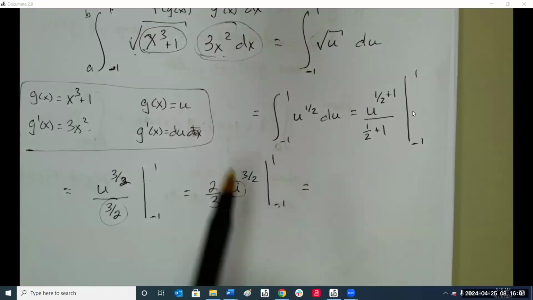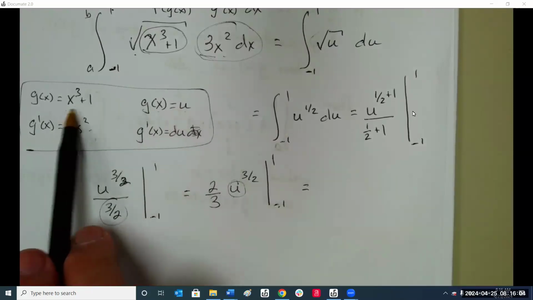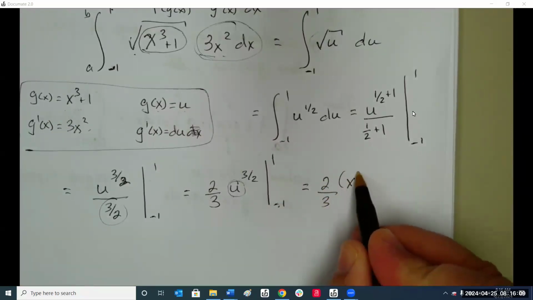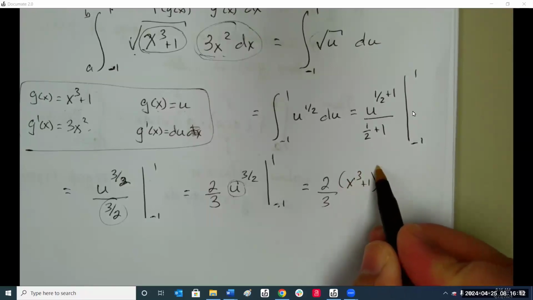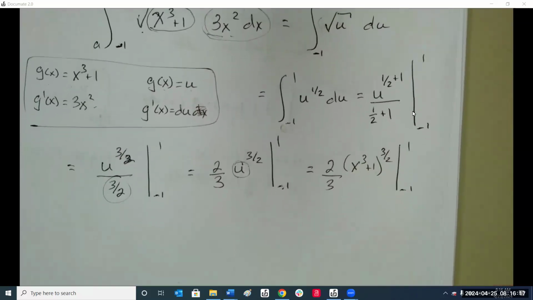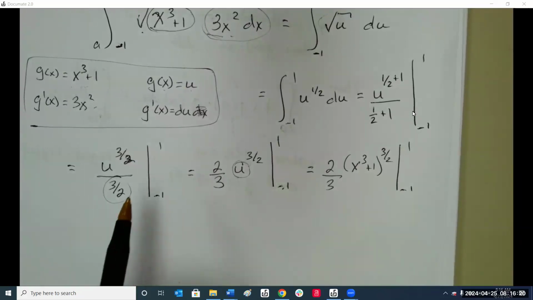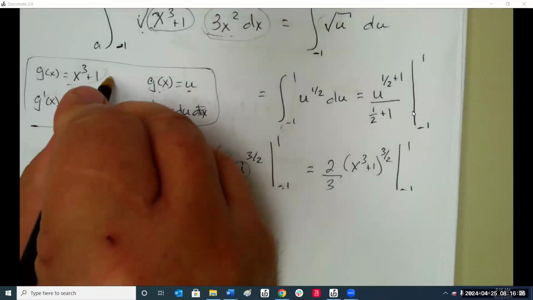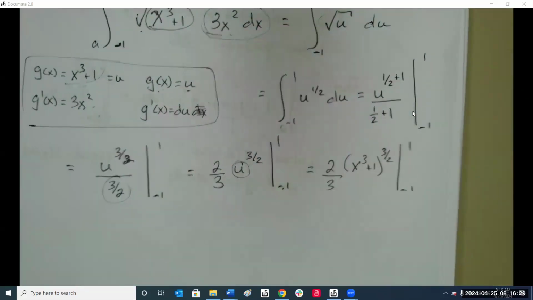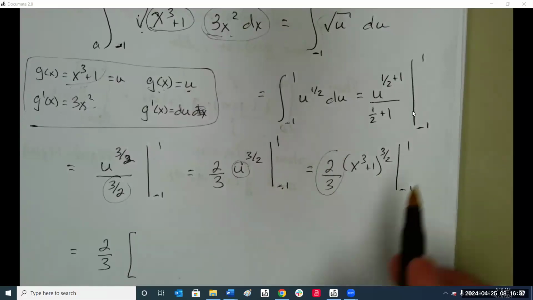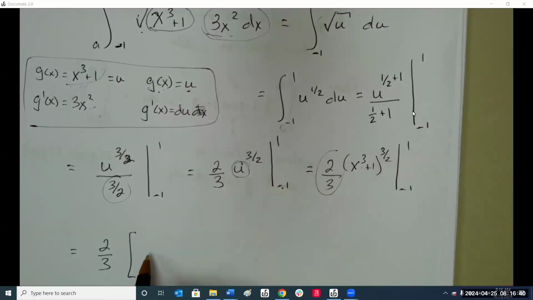What is u equal to? U is g of x. What is g of x? So we have 2/3 x cubed plus 1 to the power 3/2. Because u is equal to g of x, and g of x is this. So that's u. I have my outside coefficient. So now I take it from 1 to -1.